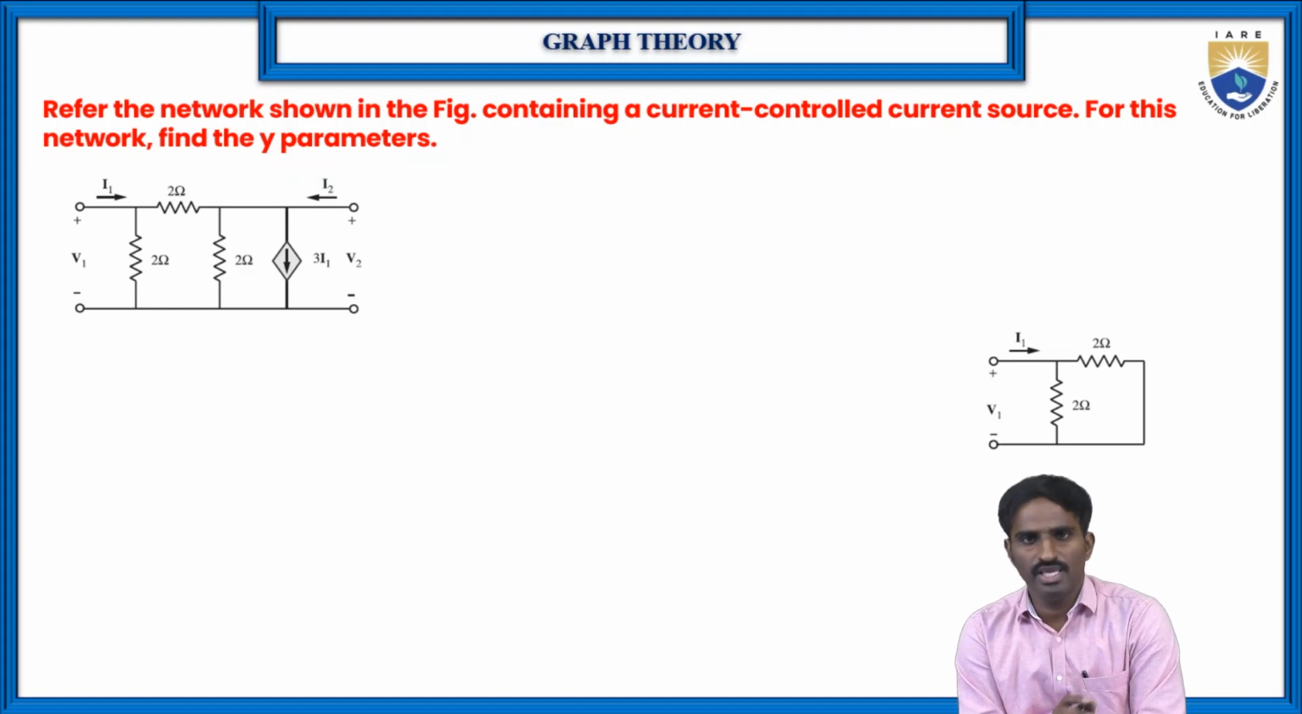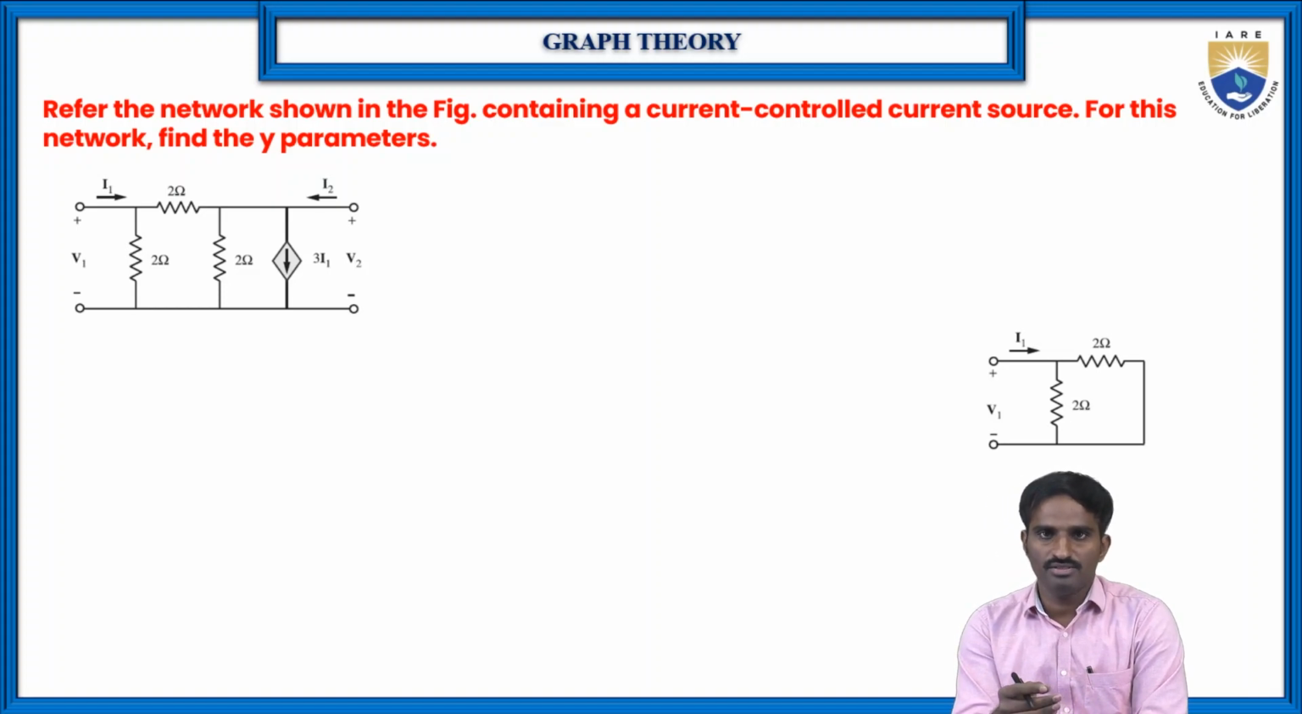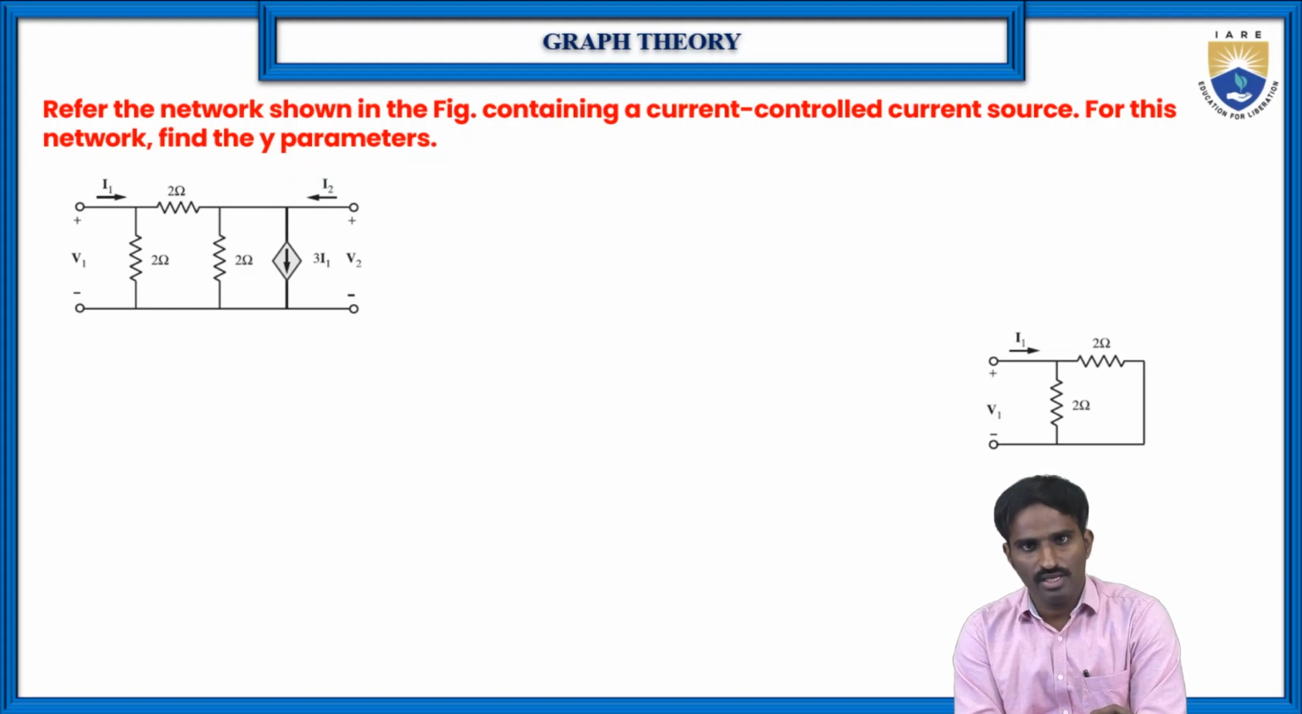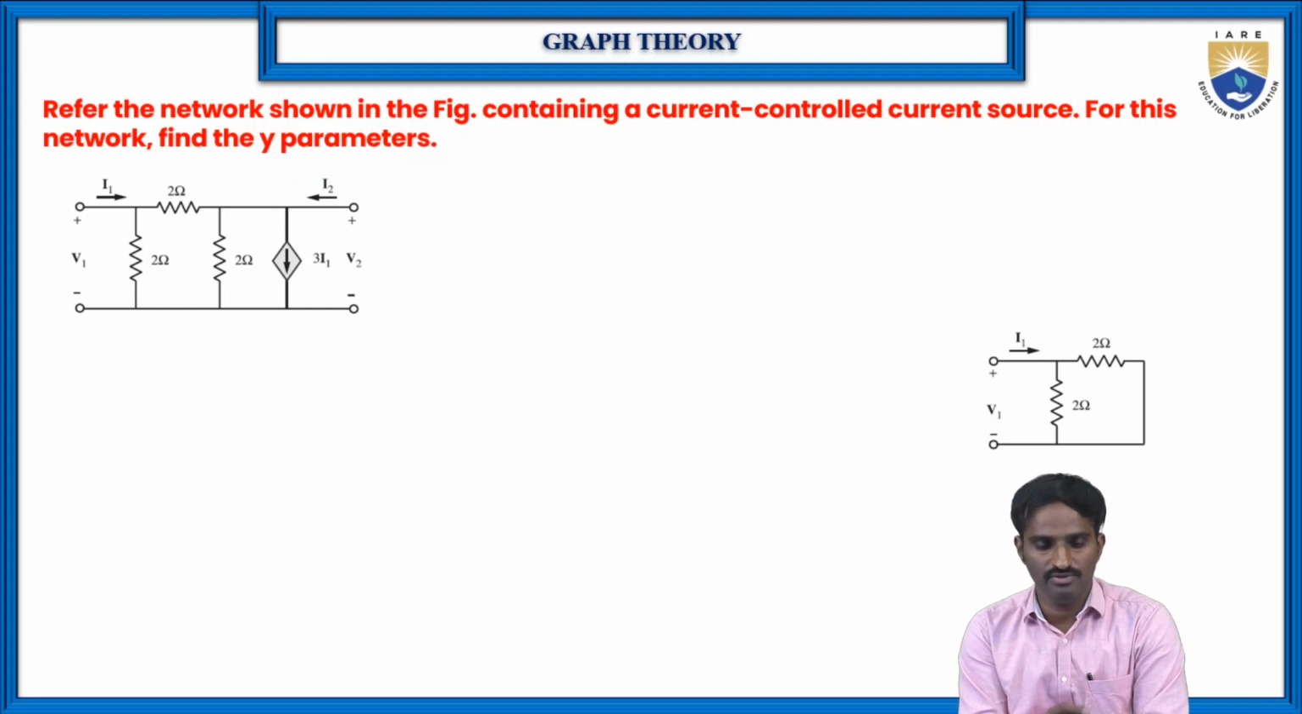Of course, here also the same procedure. But let me just give you the important point that we should remember. Here I will let you know two methods: one is the conventional method and another one is the shortcut method. How can we find these Y parameters if we have a dependent current source like this? First let me discuss the conventional way.